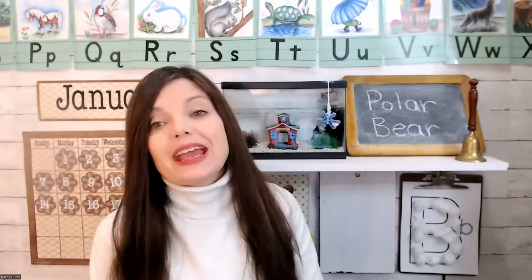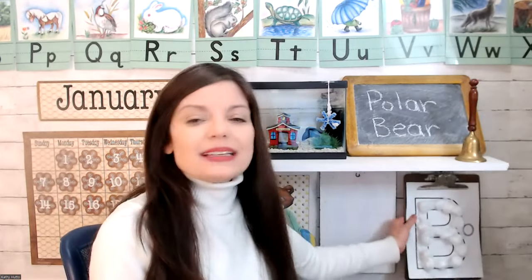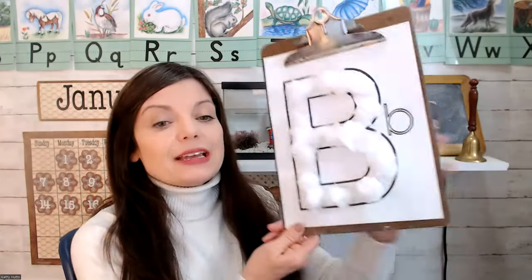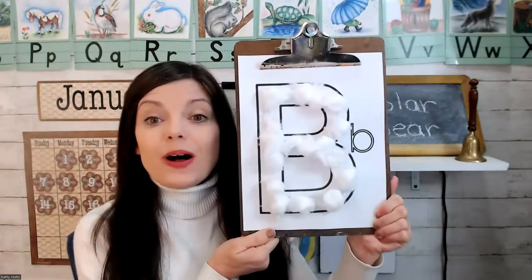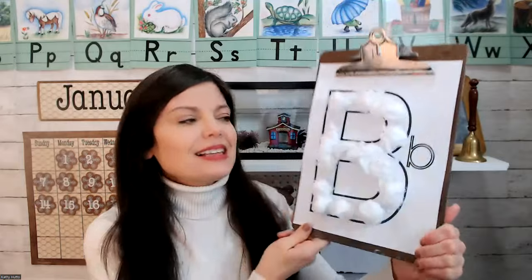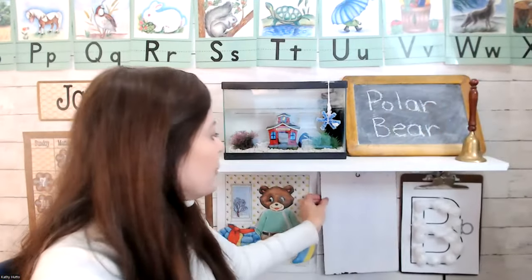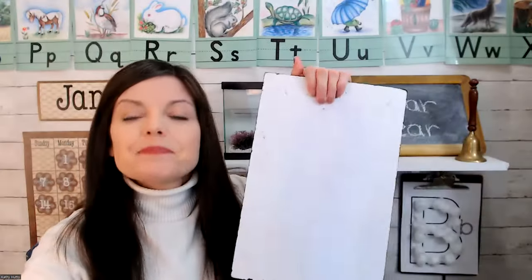Well, B is for polar bear today. What color is a polar bear? White. A polar bear is white and fluffy. I decorated my letter B today with cotton balls. What letter is this again? It's letter B. And now that we can recognize letter B, we'll practice writing it.